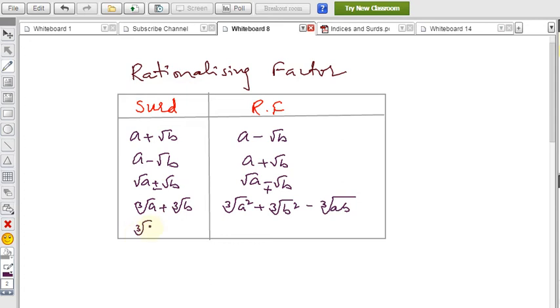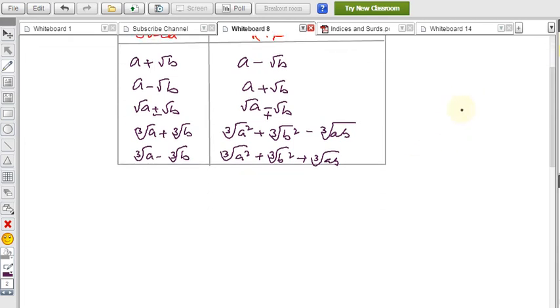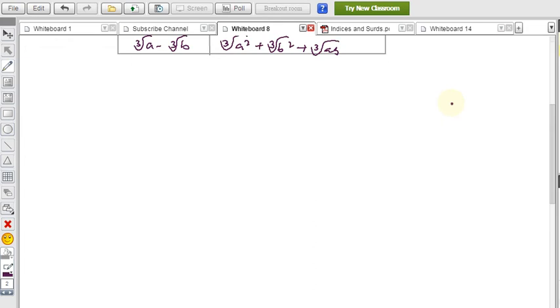Similarly, if it is cube root of a minus cube root of b, the rationalizing factor is cube root of a square plus cube root of b square plus cube root of a into b. So if you remember this table, it's easy to find the rationalizing factors of any given numbers. And some other important four formulas I'll give you from this, rationalizing surds, indices and surds.